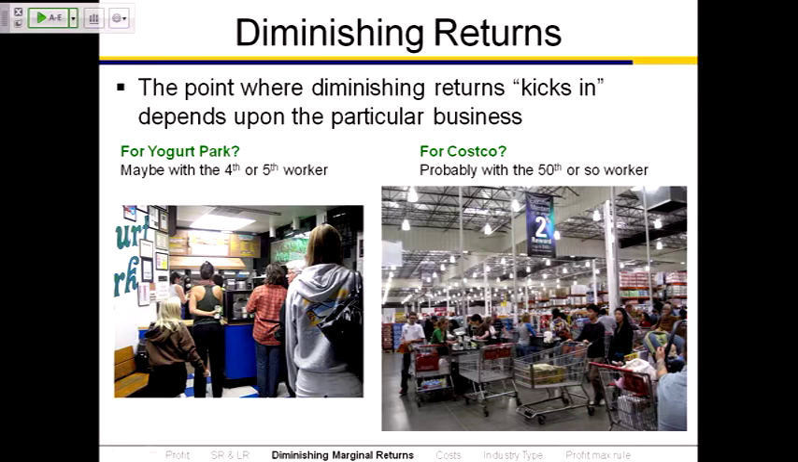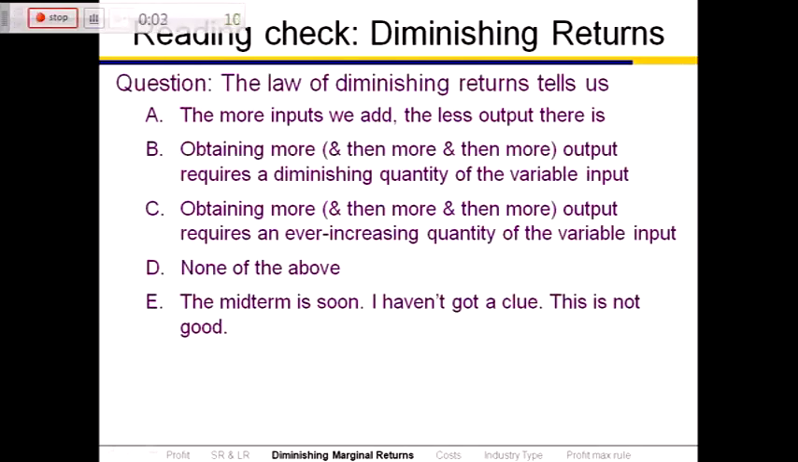So for Costco, we need a heck of a lot more than 4 or 5 workers before we hit that point of diminishing returns. The size of your business has a lot to do with when those diminishing returns kick in. All right, let's try that diminishing returns question again. Here we go. The law of diminishing returns tells us A, B, C, or D. Same question as before.